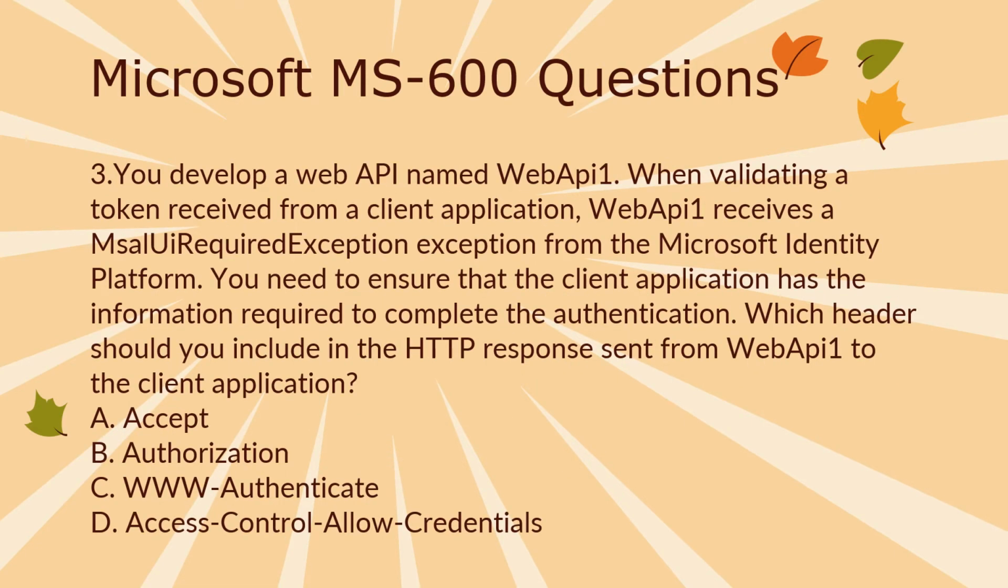3. You develop a web API named Web API1. When validating a token received from a client application, Web API1 receives a MsalUiRequiredException from the Microsoft Identity Platform. You need to ensure that the client application has the information required to complete the authentication. Which header should you include in the HTTP response sent from Web API1 to the client application? A. Accept. B. Authorization. C. WWW-Authenticate. D. Access-Control-Allow-Credentials.